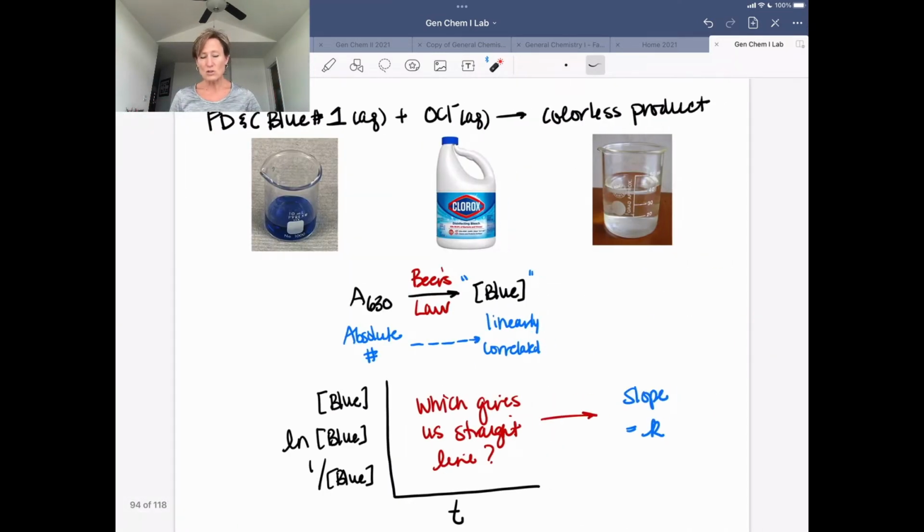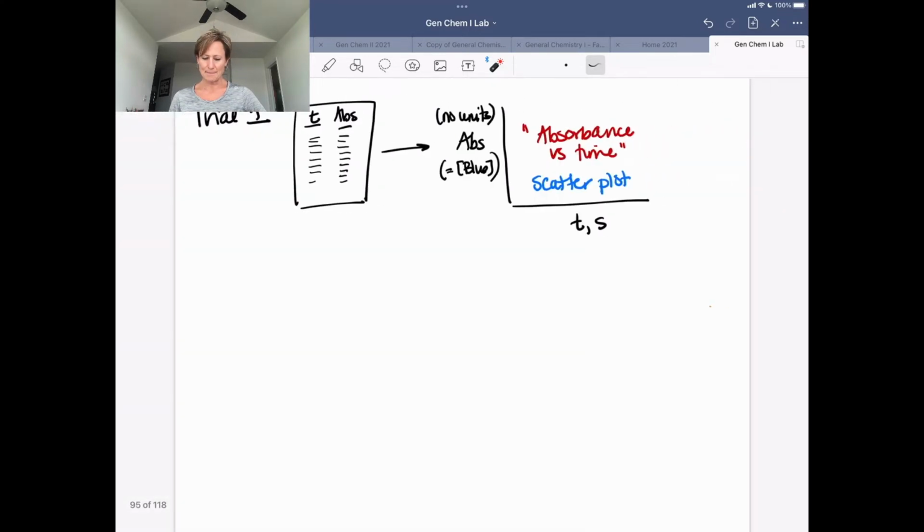Okay, so what we're going to do then, just like I showed you on the last slide, if blue dye is one of our reactants, we can plot the concentration of blue dye versus time, or the natural log of the blue dye concentration versus time, or 1 over the blue dye concentration versus time. And we're going to see which one of those gives us a straight line, and then we're going to use the slope to tell us the rate constant. So I know there's a lot to unpack there, so let's walk through it a little bit more slowly and talk about exactly what you're going to do with your data.